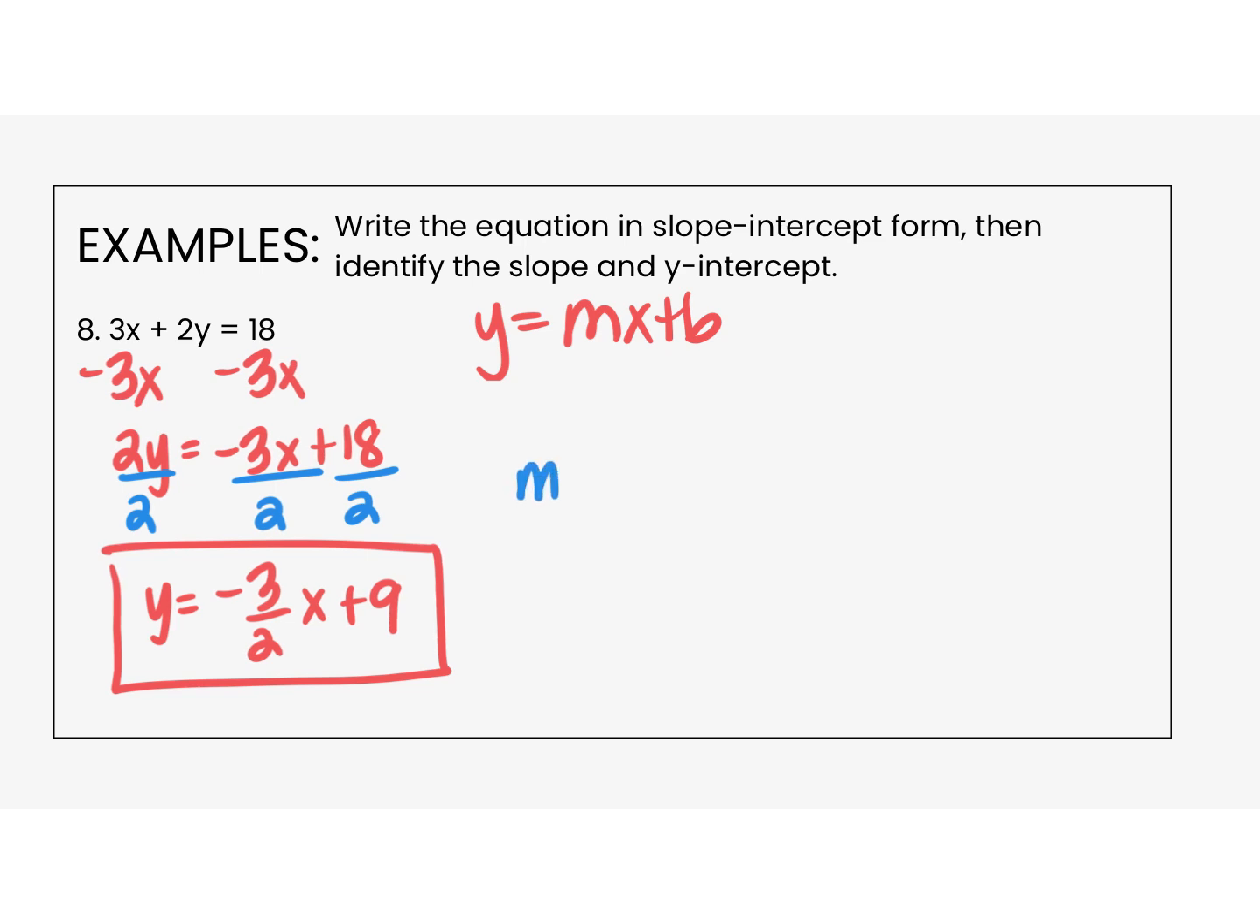That means my m, my slope, is negative 3 over 2. That's the number in front of the x. And the y-intercept would be positive 9. So I write that as 0, comma, 9. And that is it for 1.1 slope-intercept form.